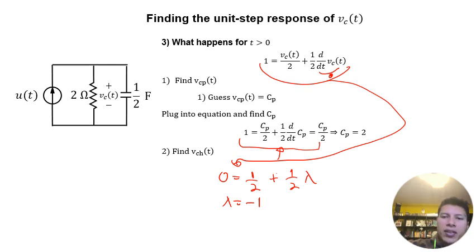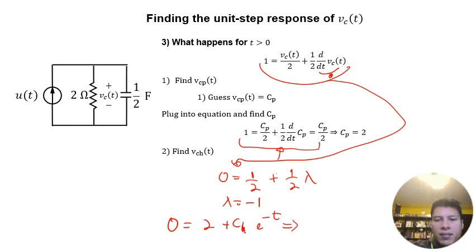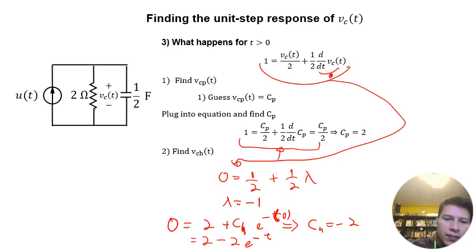And then we match our initial condition, so we're going to have that 0 equals 2 plus C homogeneous e to the -t, and that's going to give us e to the -0. So C homogeneous equals -2. So our final solution is 2 minus 2 e to the -t, which is our unit step response. So that's going to be Vc due to u of t.